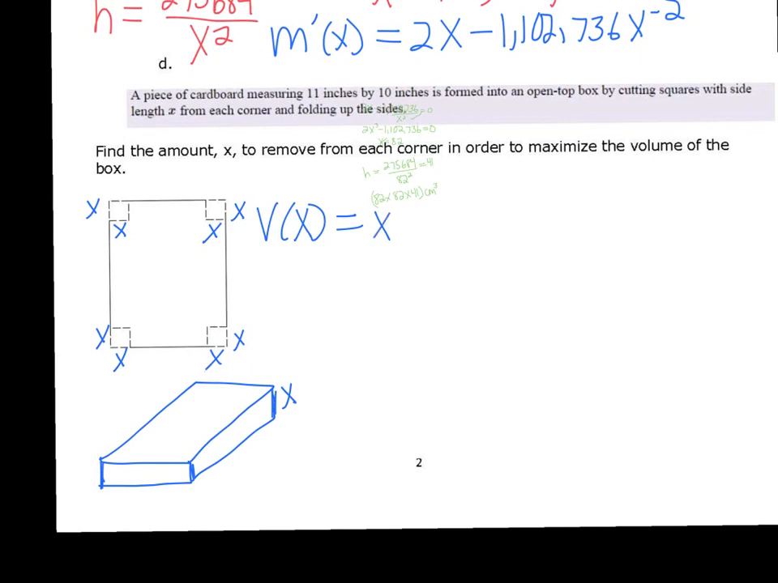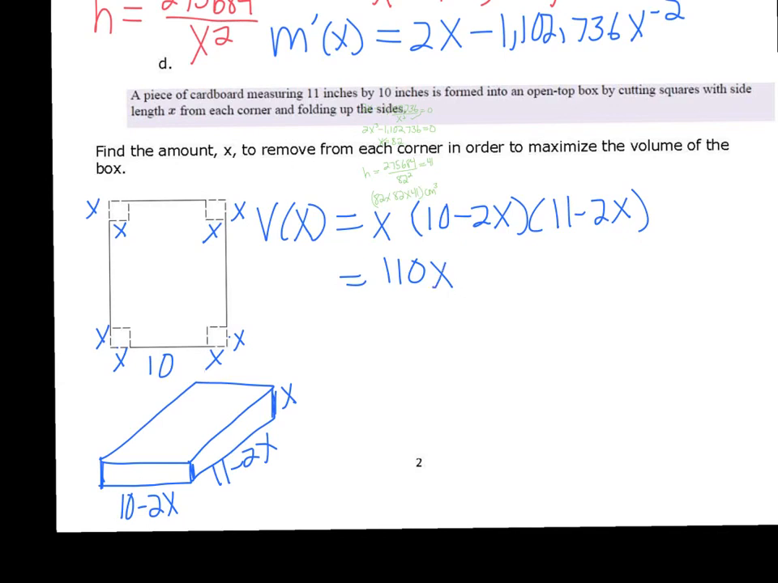Now the length and the width, if we're cutting out X on each side and the original width in this case was 10, then it's going to be 10 minus 2x after we take away the x on each side. And likewise, it'll be 11 minus 2x for the length. So that gives us our volume function. And if we multiply that out, we get 110x minus 42x squared plus 4x cubed.